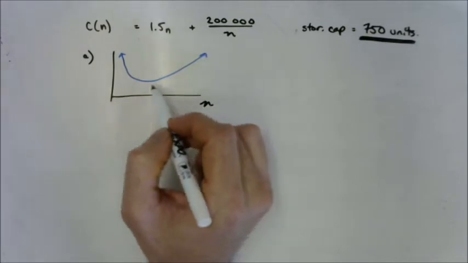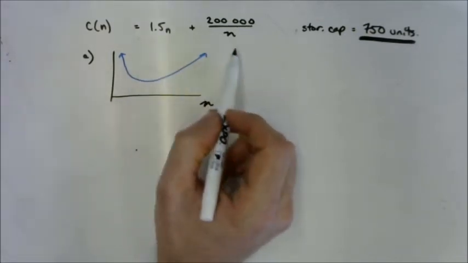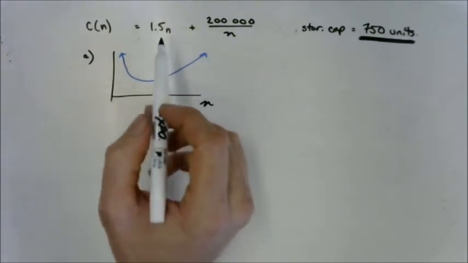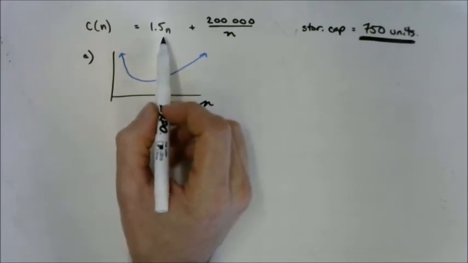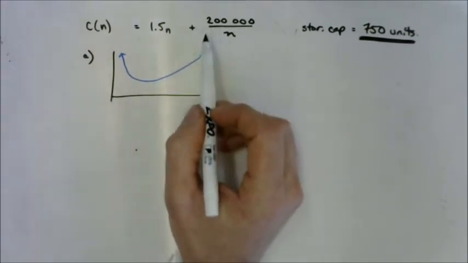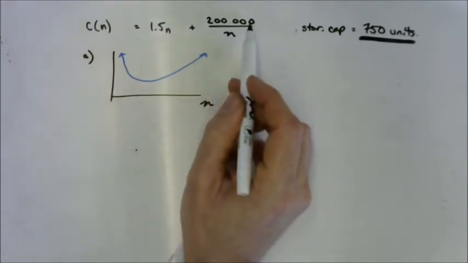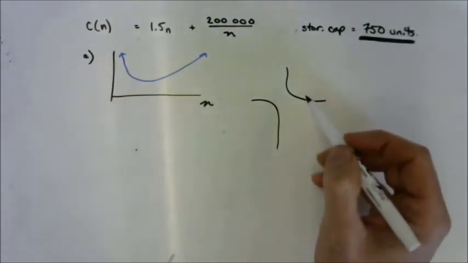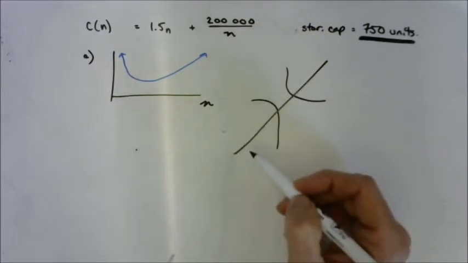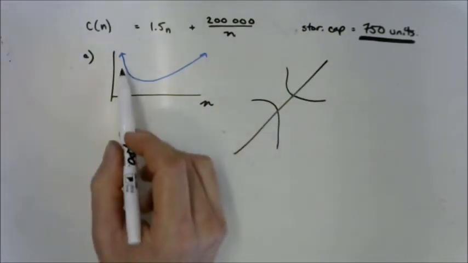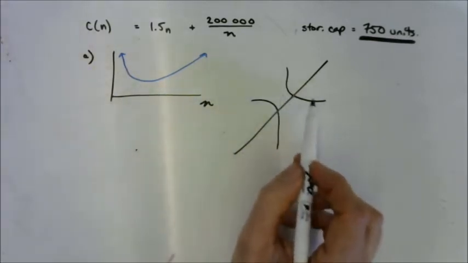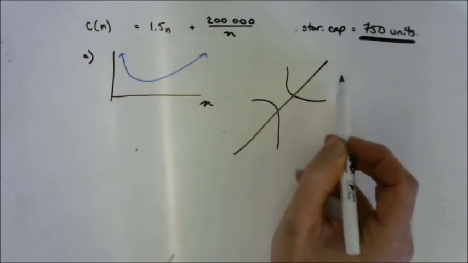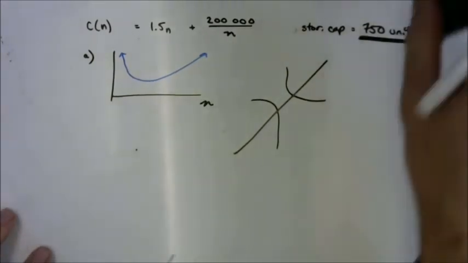And the shape of the graph is defined by this sum of functions. So it's kind of the superposition principle that we talked about earlier. If you had the function 1.5n, which is linear, and you did the superposition principle, you added 200,000 over n, which is a rational function, which would look something like that, right? So we're basically adding this function to this function, and this is what we ended up with. You can kind of see how that works out. This line is pulling up this curve. Kind of makes sense, eh? Good.